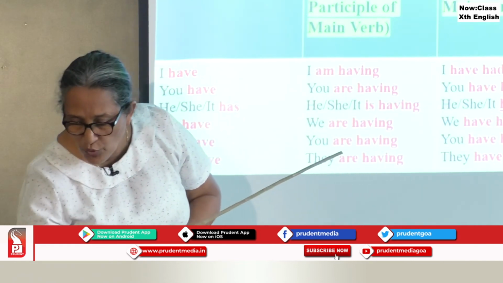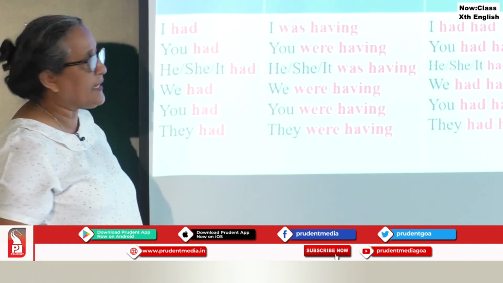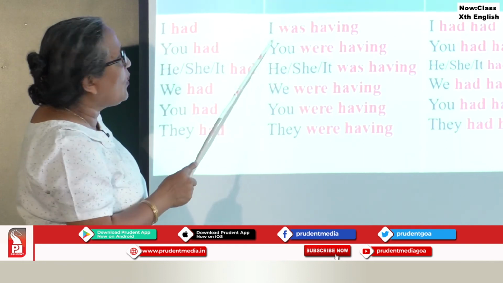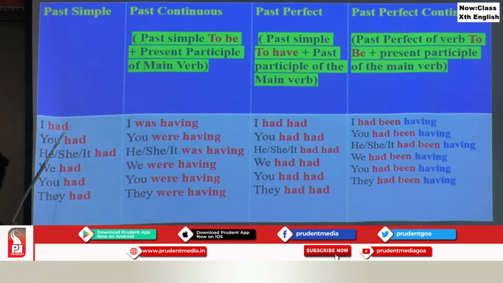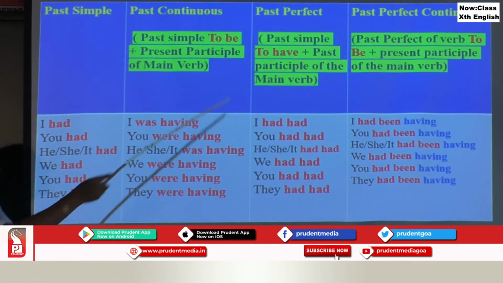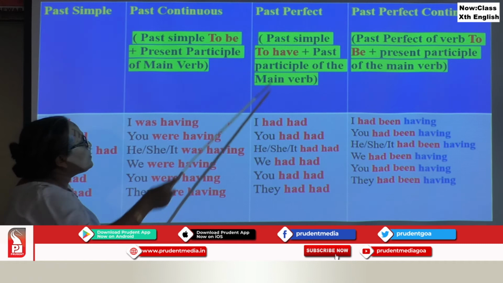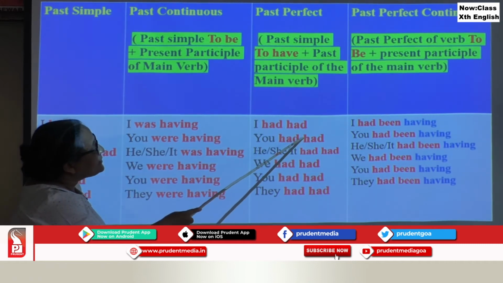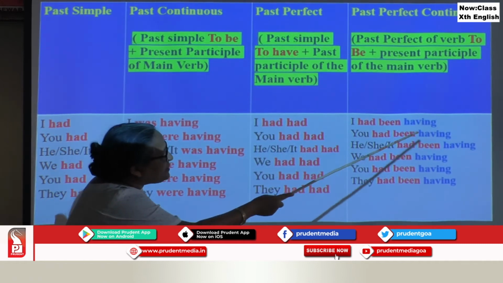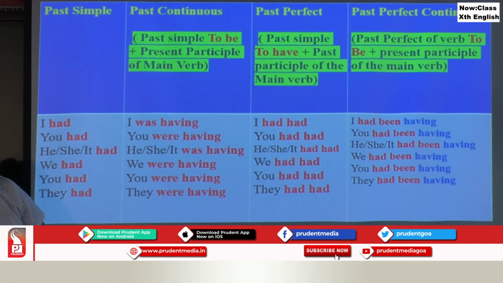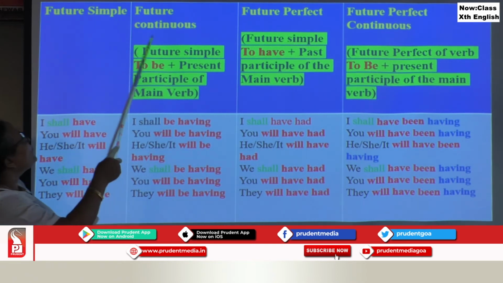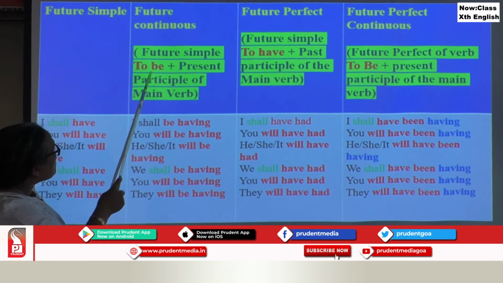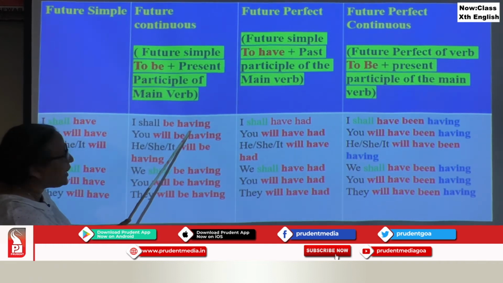Let us move and see what I'm trying to explain. I am having was there. Now what has happened? I was having. Past simple of verb to have, had. Past perfect, I had had. Past perfect continuous, I had been having. Let us go to future. Future simple, I shall have, you will have. Future continuous, future simple of verb to be, I shall be, ing having.